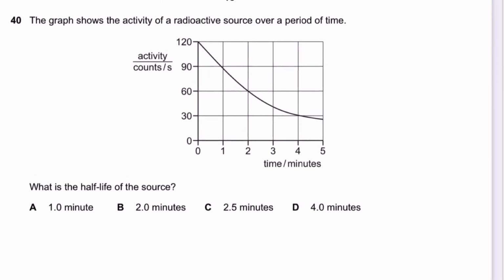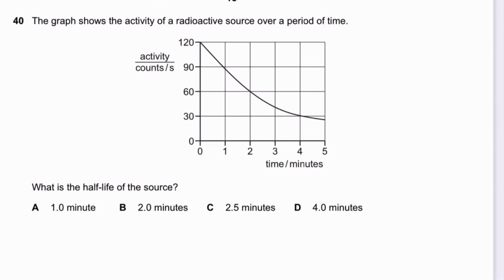40. The graph shows the activity of a radioactive source over a period of time. What is the half-life of the source? We're going to use this graph to find the half-life. First, let's jump from 120 to 60. Let's see where it takes us. The time taken to move from 120 to 60 is 2 minutes.